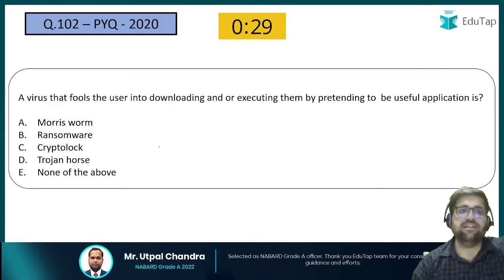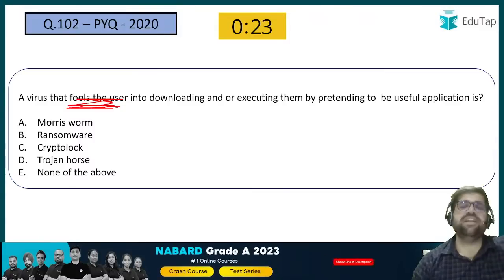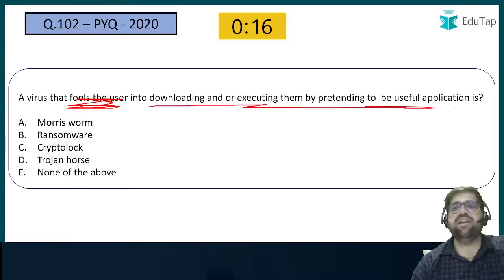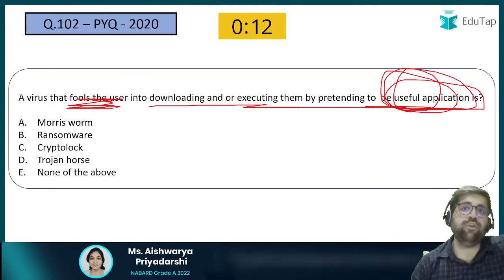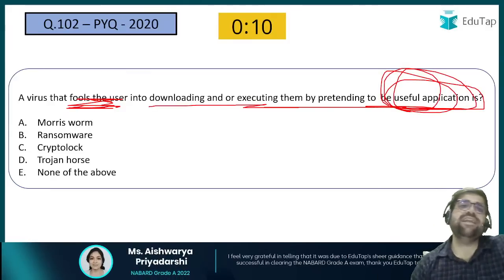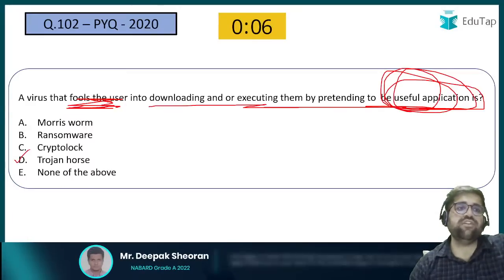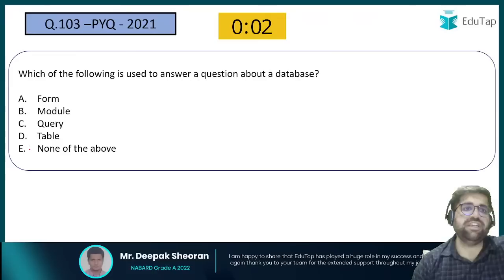Trojan horses. The virus that fools the user. Fools the user means what? That it will be getting dressed as the best friend, but in reality, he is the best enemy of yours. Okay? Into downloading or executing them by presenting a useful application. So it will seem to you as a useful application, but in reality, it will be harming your computer. So those are known as your Trojan horses. Okay? The answer will be option D.